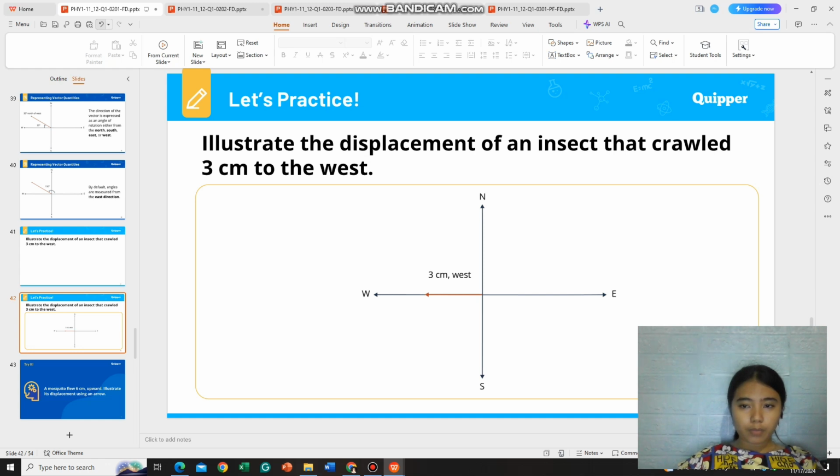That is 3 centimeters to the west. West is one direction, just going toward the west. So, 3 centimeters toward the west.